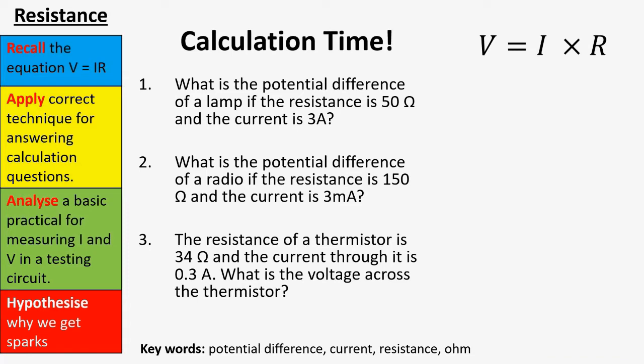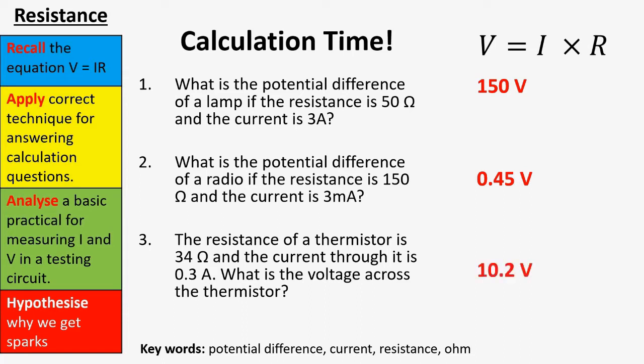So let's take a look at these answers then. What is the potential difference of a lamp if the resistance is 50 ohms and the current is 3 amps? You should have got 150 volts. Number 2. What is the potential difference of a radio if the resistance is 150 ohms and the current is 3 milliamps? You should have got 0.45 volts. And for question 3, the resistance of a thermistor is 34 ohms and the current through it is 0.3 amps. What is the voltage across the thermistor?